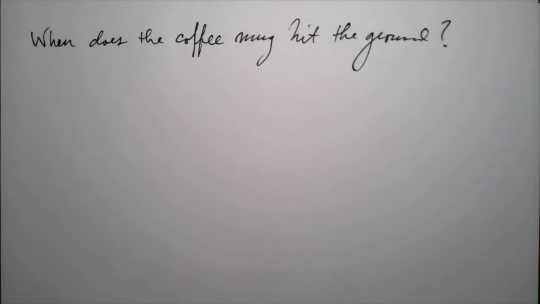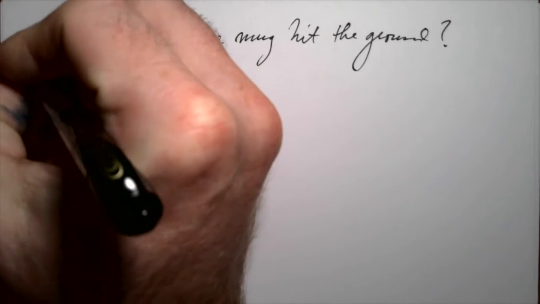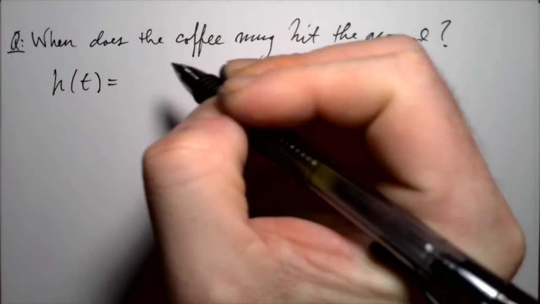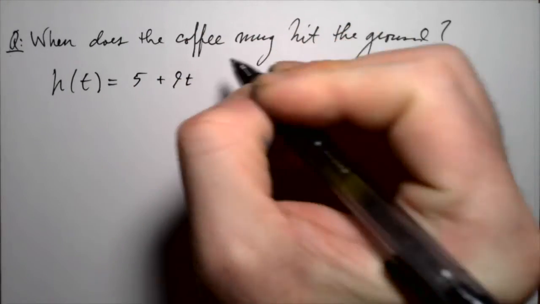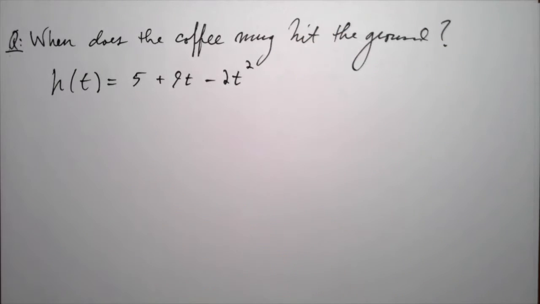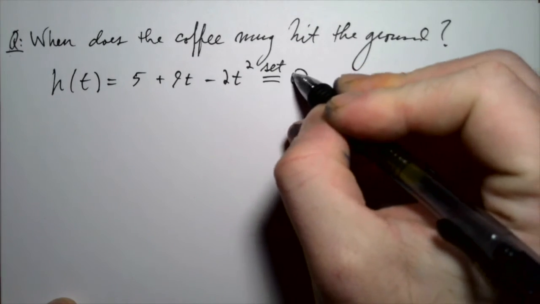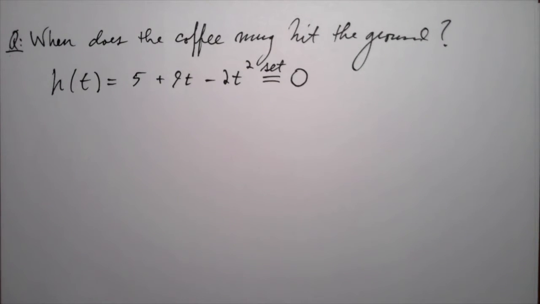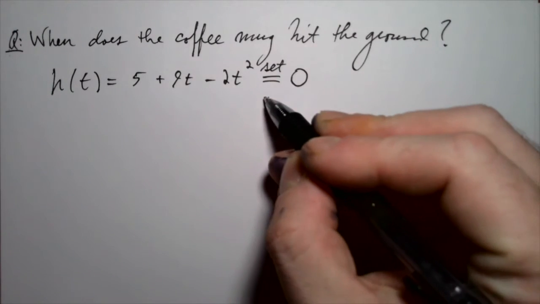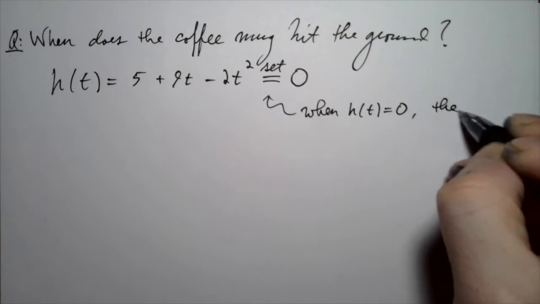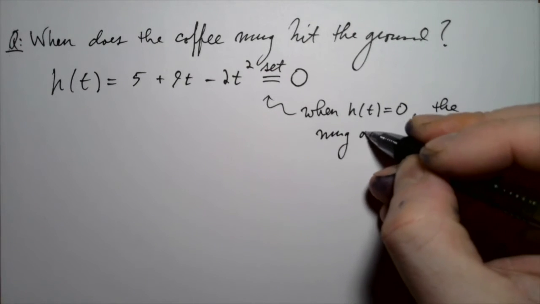We're not done with the coffee mug yet. We're now going to ask the question, when does the coffee mug hit the ground? That's our next question. Well, remember that the height function is given by 5 plus 9t minus 2t squared. That's the function we had before. That's not the derivative, just the original height function. And here's what I'm going to do. I'm going to set that function equal to 0. Why am I going to do that? Because the idea here is that when h of t is equal to 0, the mug is at height 0, so it's on the ground.